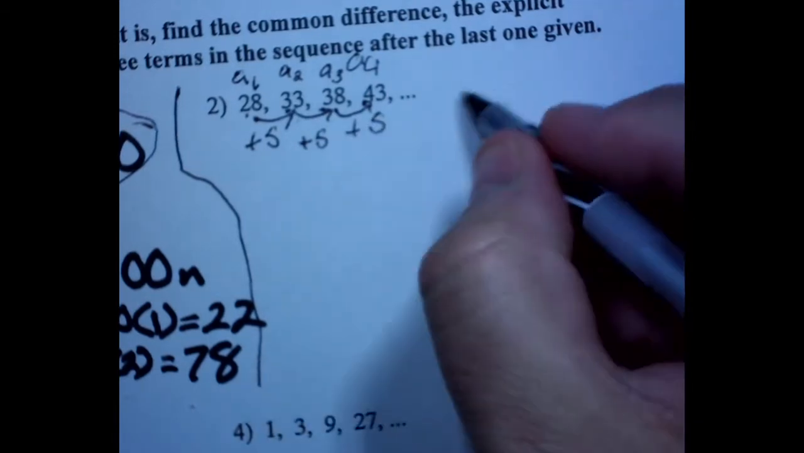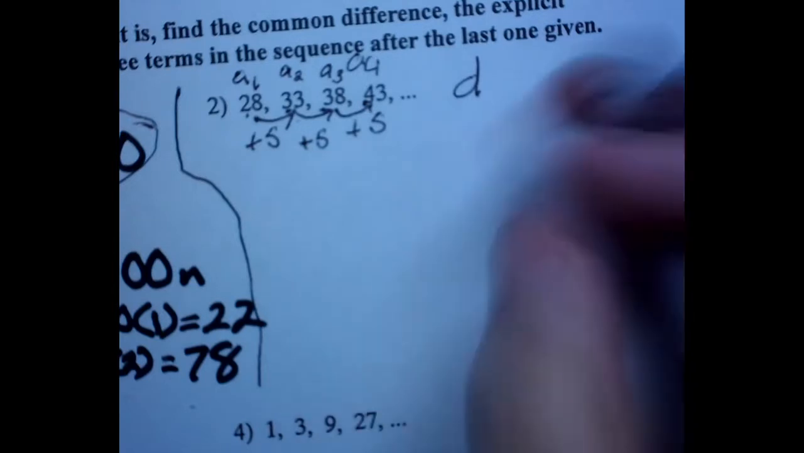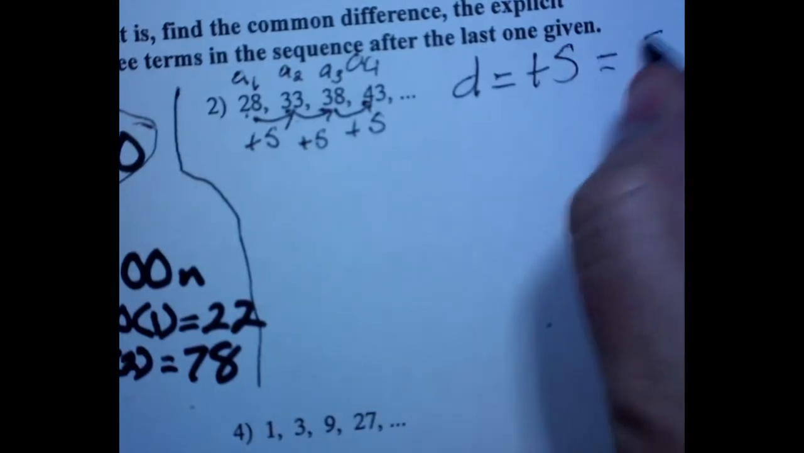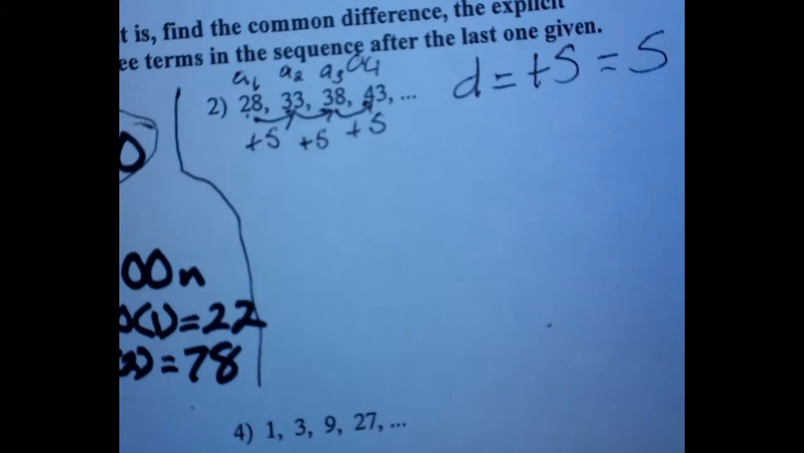So what's my common difference? Yep, so my common difference that we're going to say is D. It's a positive 5. We can write the plus 5 down if we want, or you could just write down 5. Okay? But we're definitely adding 5.